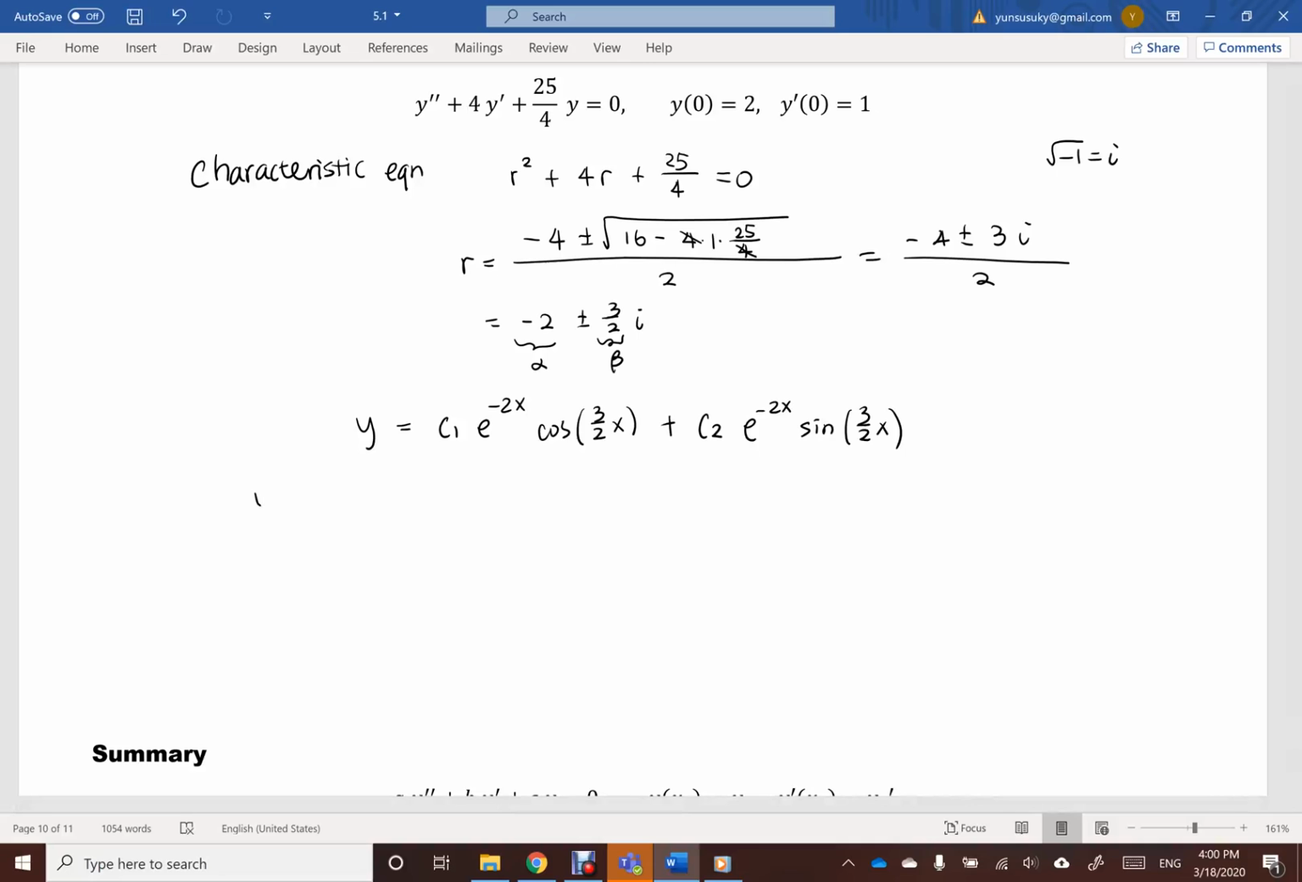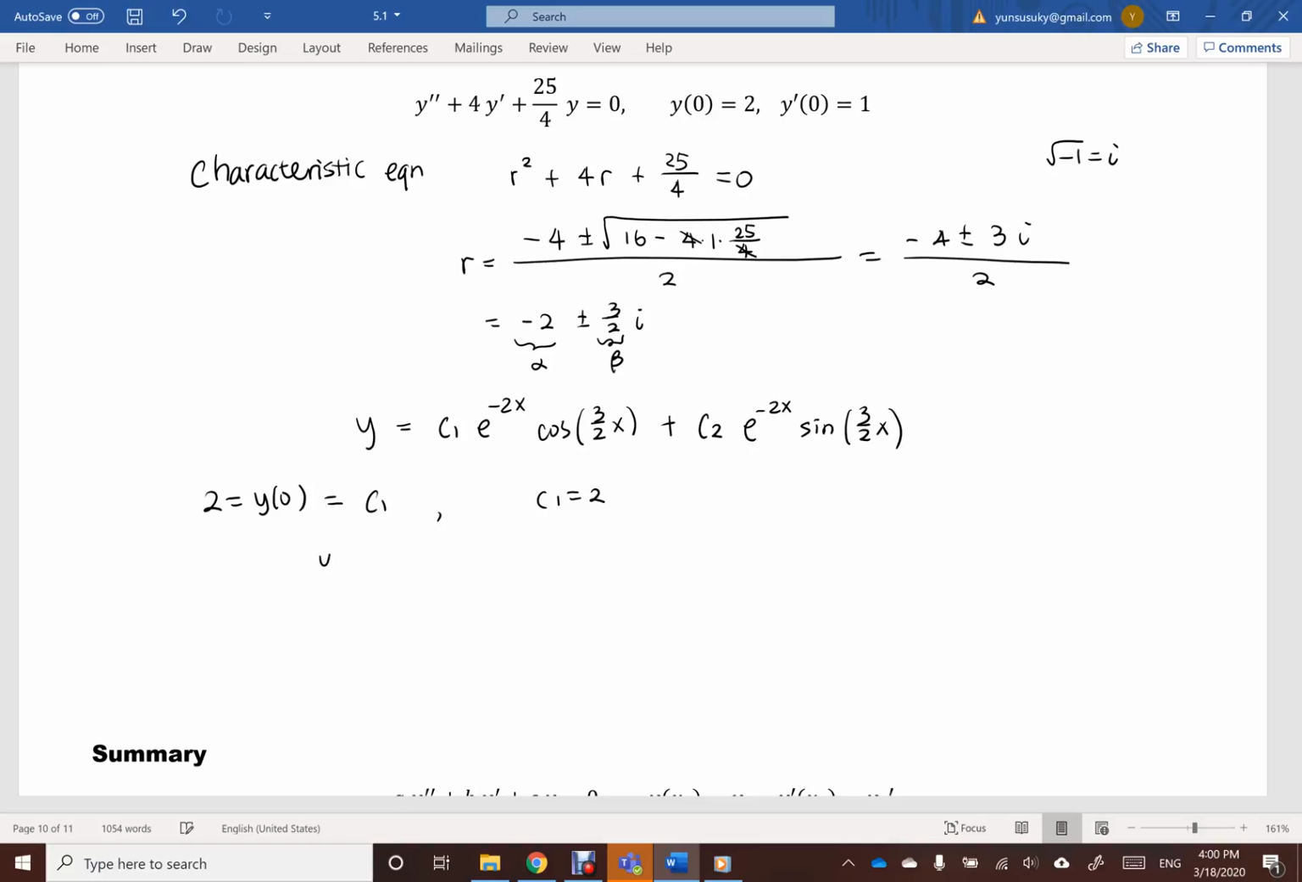So y of 0 is 2. So let's plug in. What's cosine 0? 1. So we have c1. What's sine 0? 0. Awesome! c1 is 2. We get it for free.